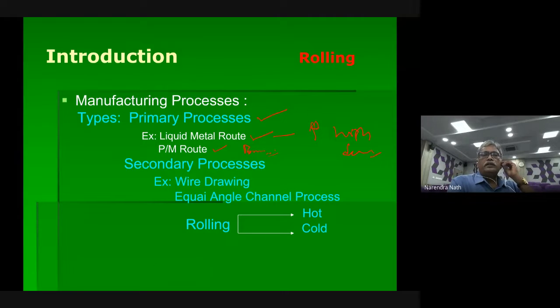When we are using a primary process, that is normally not the end. Suppose any casting product, if you cast it, you cannot straight away use that. Then we have to go for some secondary process, depending on the need and the product. So here, people are using wire drawing, equal channel angular pressing, and many other processes, for example joining processes. And rolling is also one such process.